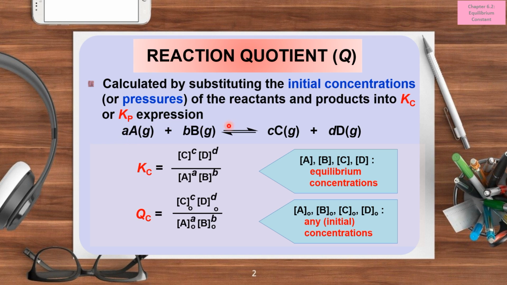As we already learned before, the Kc expression is this. The concentration of each reactant and product in Kc refers to the equilibrium concentration. However, for Qc, each product and reactant refers to any initial concentration. That's why the symbol here refers to the initial concentration.